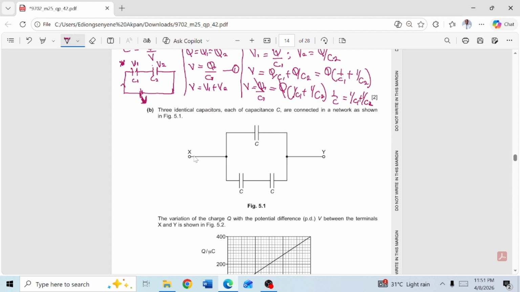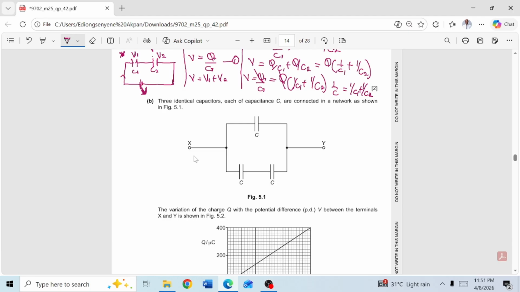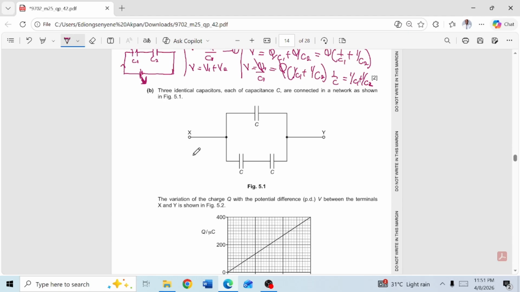3 identical capacitors, each of capacitance C, are connected in a network as shown. We have 3 capacitors here. This is connected to 2 that are in series. It's important for you to know that when capacitors are connected in series, just like the one we just finished, the total capacitance will be given by 1 over C equals 1 over C1 plus 1 over C2 plus 1 over C3. But when they are connected in parallel, the total capacitance will be C equals C1 plus C2. In this case, they are connected in parallel and in series.